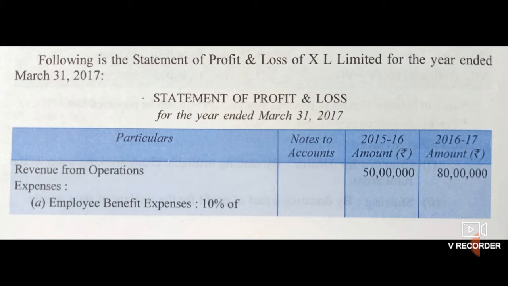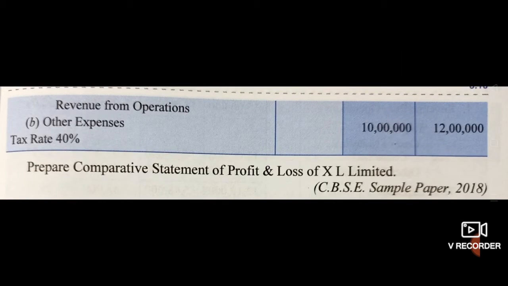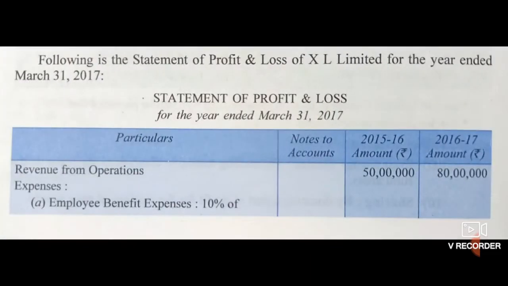Revenue from operations 50 lakhs and 80 lakhs. Expenses. First expense, employee benefit expenses are 10% of revenue from operations. So we have to calculate 10% of revenue from operations, and of revenue from operations 50 lakhs, 10% will be 5 lakhs, and of 80 lakhs 10% will be 8 lakhs. So employee benefit expenses will be 5 lakhs and 8 lakhs.